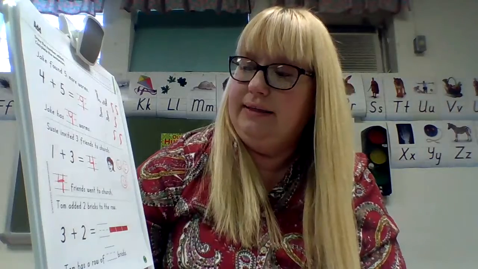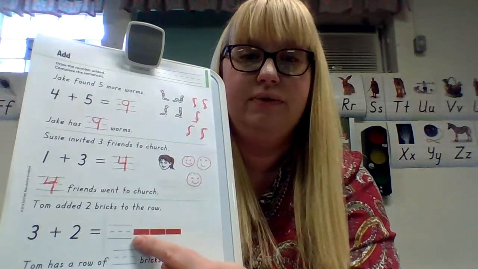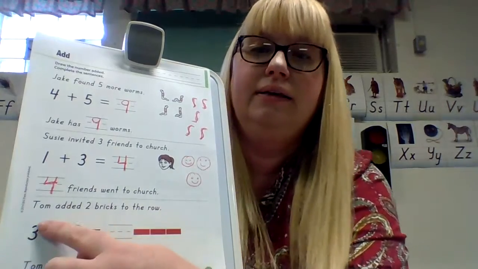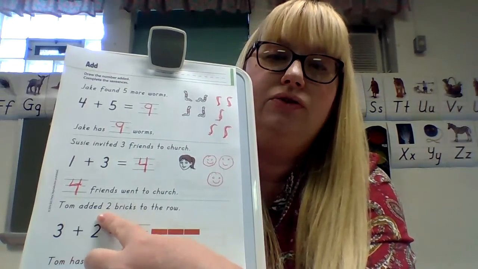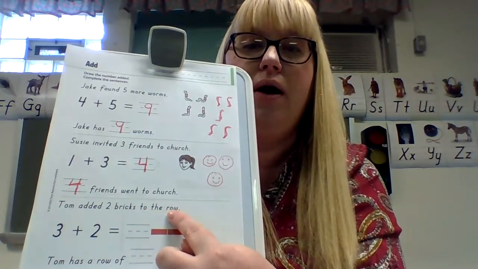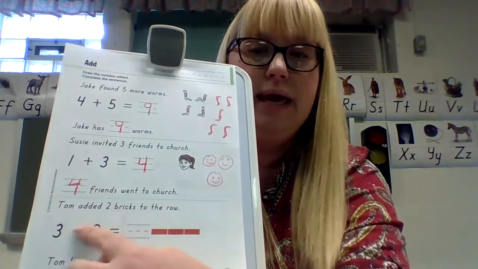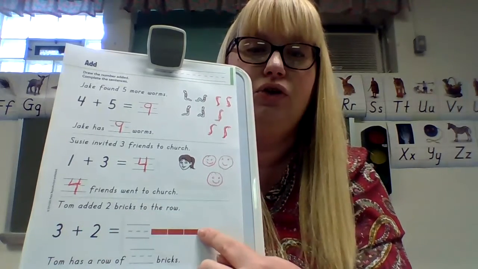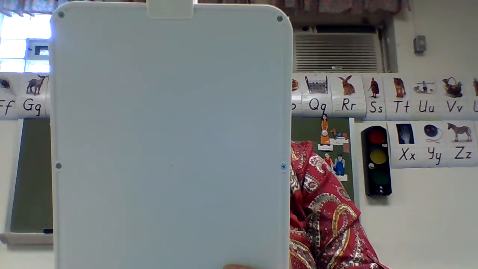All right. This one will be a little easier. These represent bricks. So I'll read to you. It says Tom added 2 bricks to the row. So we have 1, 2, 3. That's our 3 plus 2. We're going to make 2 more on here. So I'll draw with my crayon here for you.